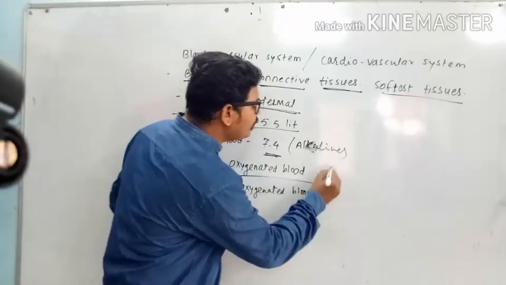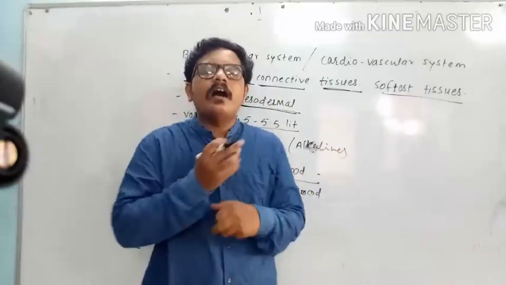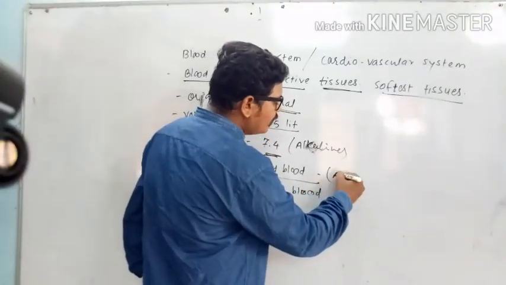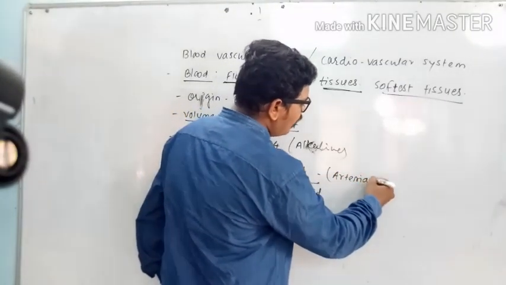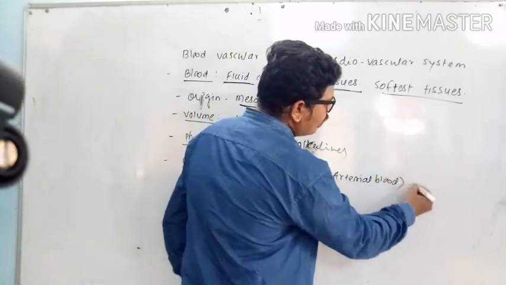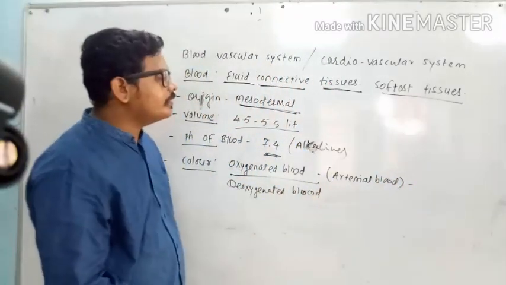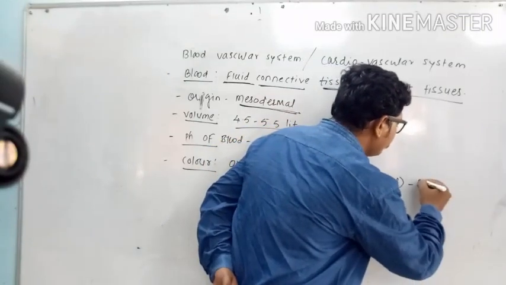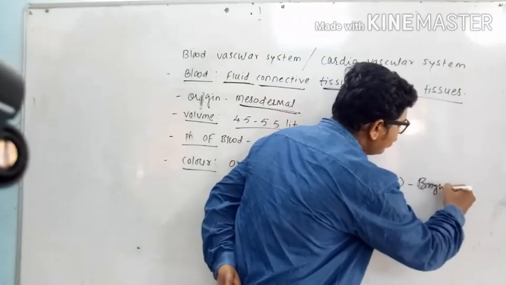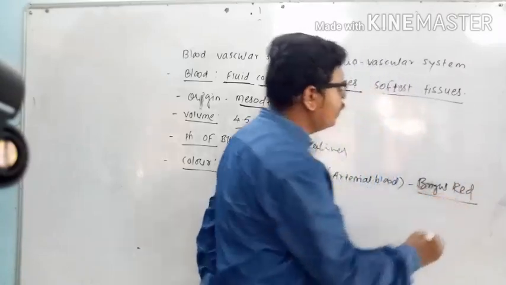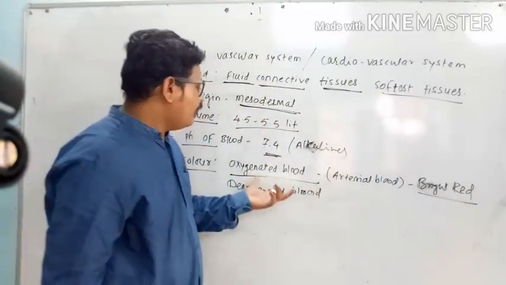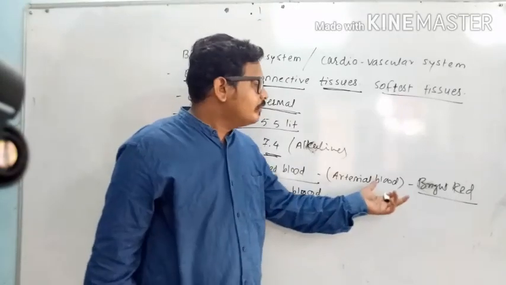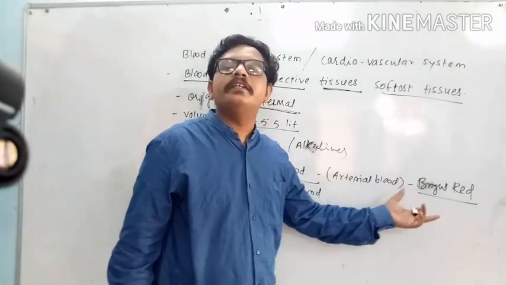Oxygenated blood flows through our arteries, that's why it is also called arterial blood. So the color of this arterial blood or oxygenated blood is bright red. Which blood is bright red? Oxygenated blood, meaning arterial blood, the blood containing oxygen. Such blood is bright red in color.